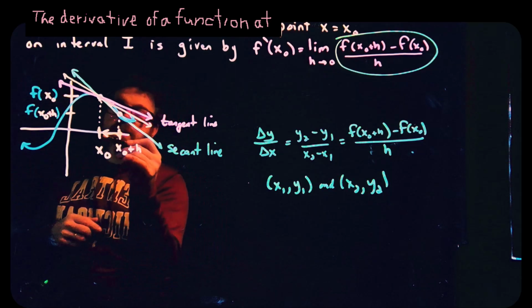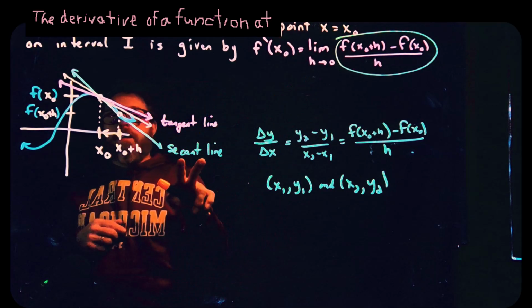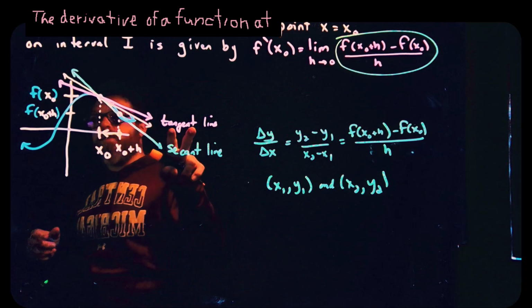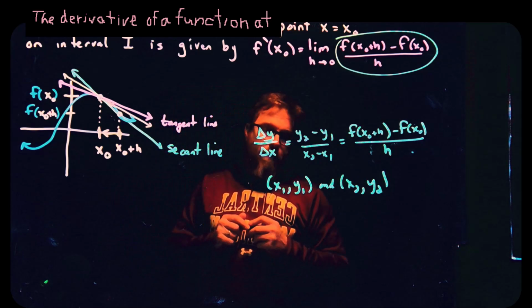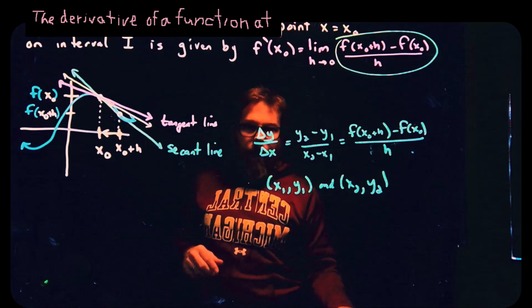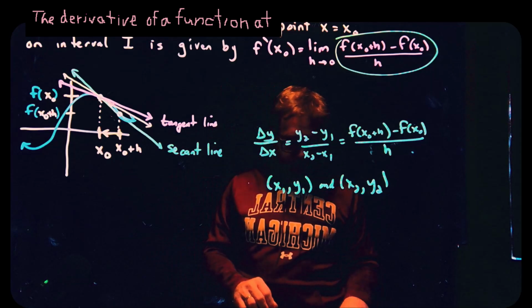So as it gets infinitely close, or if I take its limit, the slope of the secant line is going to morph into the slope of the tangent line, really giving us the actual slope of the function at that point. Now, there's another way of writing your slope, other notations.